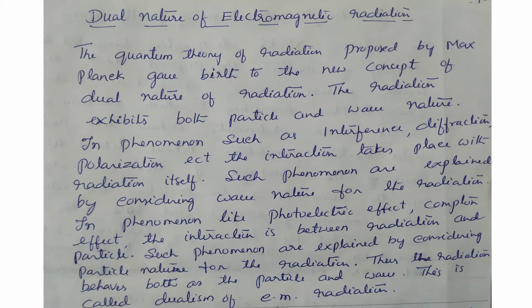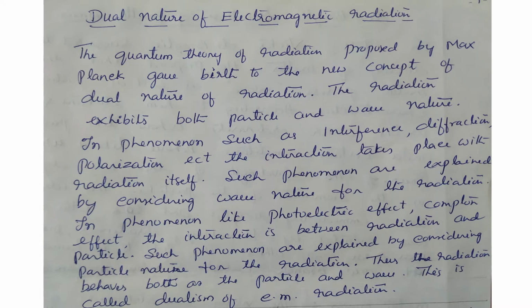Dear students, in this chapter Dual Nature of Matter, today let us discuss the topic Dual Nature of Electromagnetic Radiation and Dual Nature of Matter. Quantum theory was proposed by Max Planck. This theory gave birth to a new concept of dual nature of radiation. The radiation exhibits both particle and wave nature.